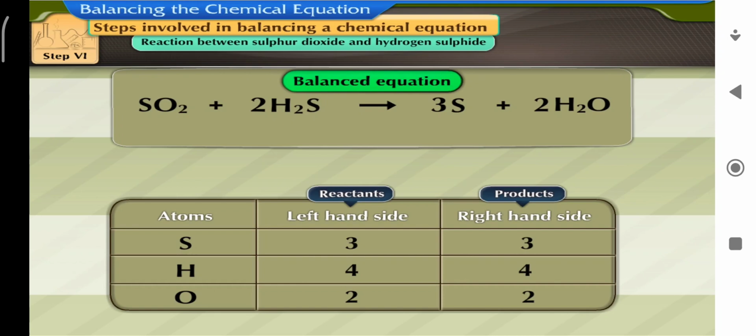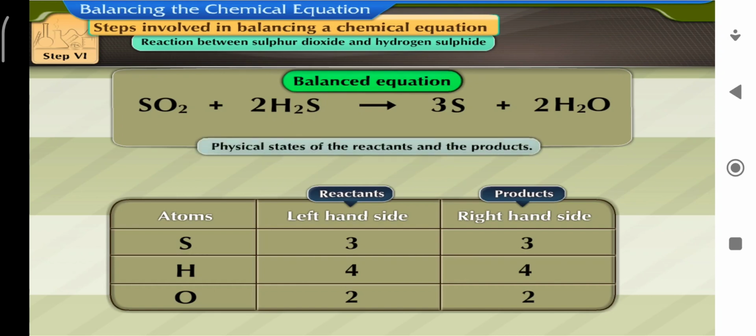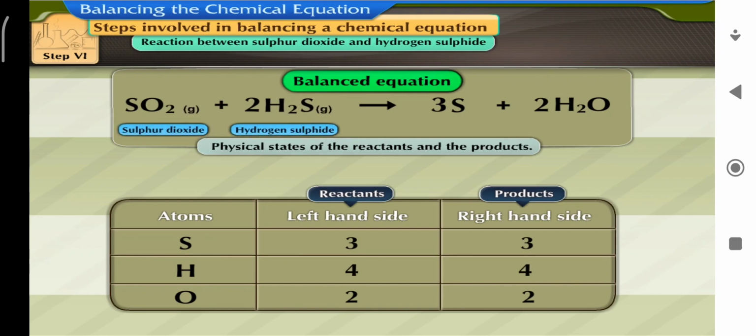This equation can be made more informative by indicating the physical states of the reactants and the products. Sulfur dioxide and hydrogen sulfide are gases, so mention the letter G near the formulae. Sulfur is in a solid state, so mention the letter S near the formula. Water formed during the reaction is in the liquid state, so mention the letter L near the formula. Let us consider some more reactions.